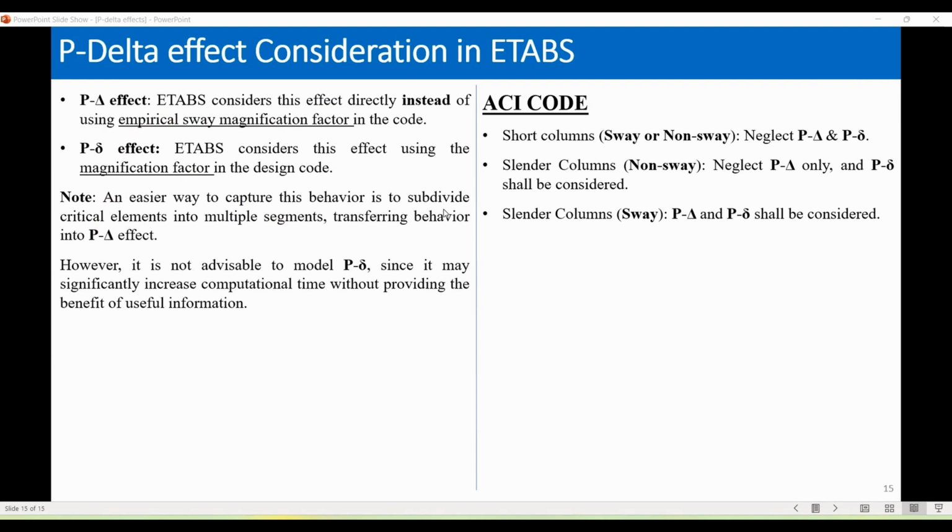And we have an easier way to capture this behavior by dividing the element into multiple segments, and in this way we can capture the behavior and transfer it to the P big delta effect. However, it is not advisable to model P small delta because it may significantly increase the computational time without providing useful information. And from this explanation, I want you to note that the consideration of P delta effects is directly related to both the analysis and design of the columns. This is because the empirical sway or non-sway magnification factors are directly related to the design of the vertical elements. Hence, it is very interesting now to check the ACI code requirements regarding the design of the columns.